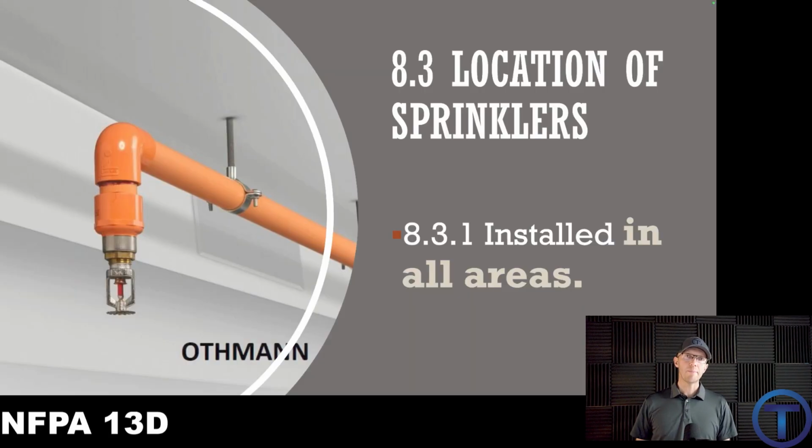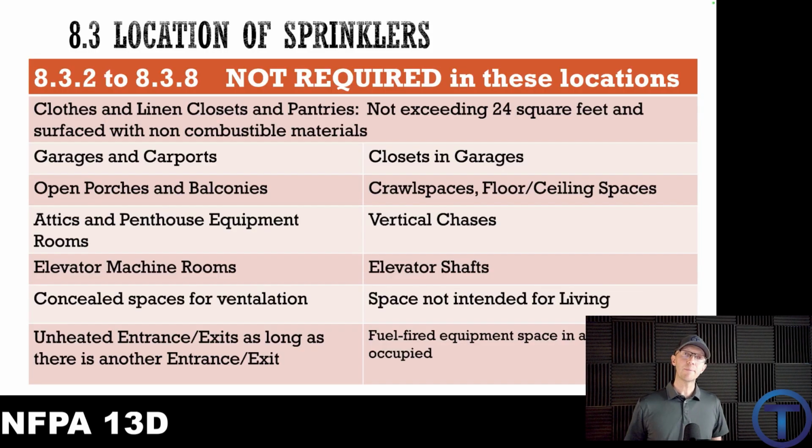Let's move on to 8.3. This talks about the location of sprinklers and states, in the first section, that they're basically to be installed in all areas, like everywhere you should have a sprinkler. Now that would be anywhere that you have interior compartments or rooms. But there are a lot of exceptions that are listed after that here in 8.3. We see from sections 8.3.2 all the way to 8.3.8 listings of places that don't require these fire sprinklers.